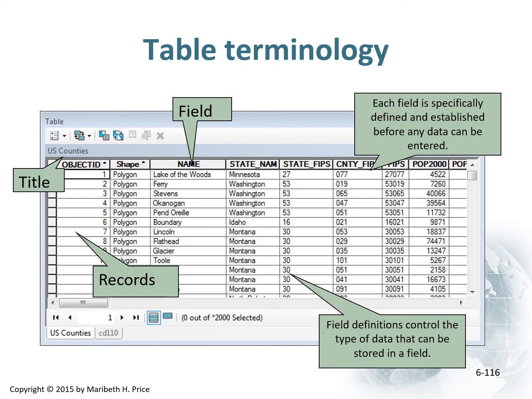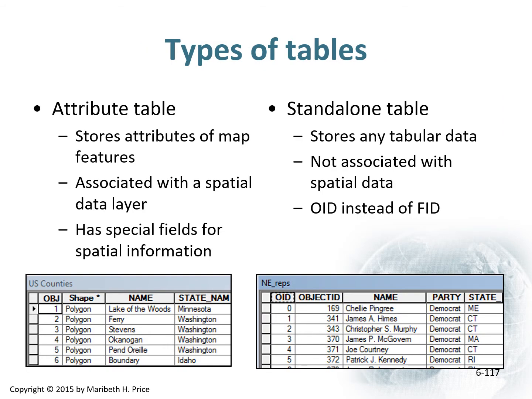As far as tables, columns are fields, rows are records. Otherwise, it's pretty much just like a standard database table. Speaking of tables, you can have two types, standalone or attributes. Standalone is simply a table that you added into your workspace. An attribute table is something that's associated with either a shapefile, a raster, or a feature class.